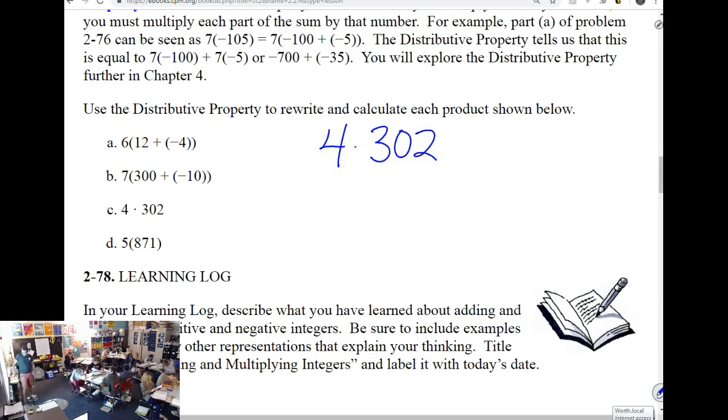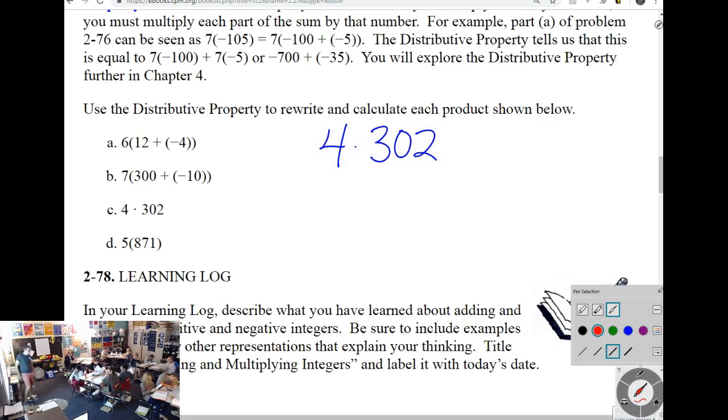Can I see the answer? Unless you know how to get there now. I do know how to get there. How do I break this up and multiply? Okay. I'll try this.